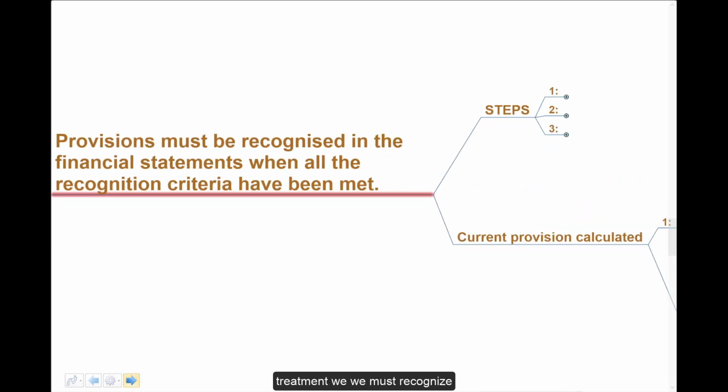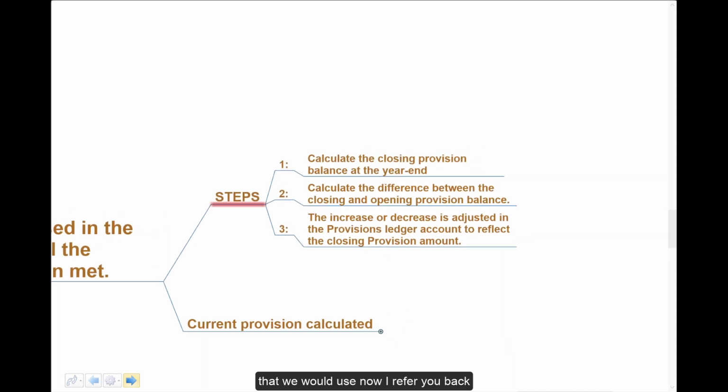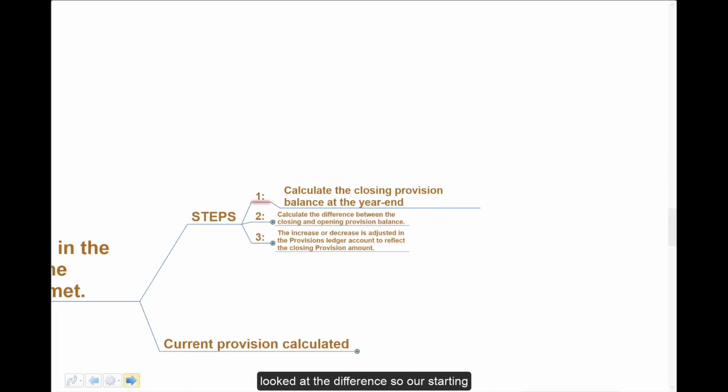So accounting treatment, we must recognize provisions in the financial statements when all the recognition criteria have been met. Okay, when we say recognize, we must journal them in. I must make a journal in my accounts to adjust these financial statements. What are the steps that we would use? Now, I refer you back to receivables and payables, chapter 6, where we did something similar, where we looked at provisions at the start of the year and indeed the end of the year and looked at the difference.